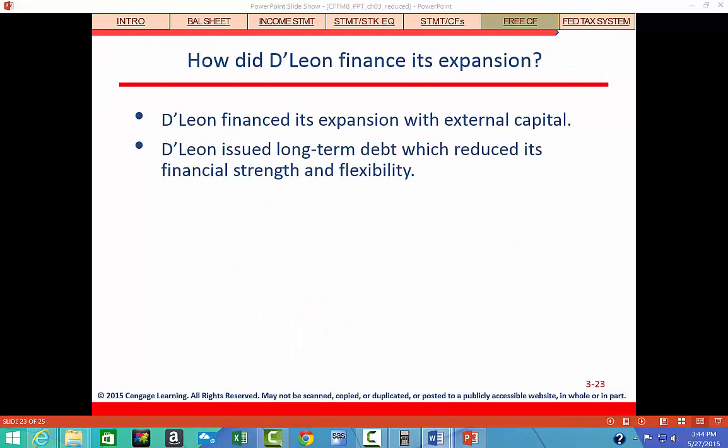So how did they finance the expansion? They basically financed it with debt. It was short-term debt and long-term debt. And the short-term debt was the notes payable.